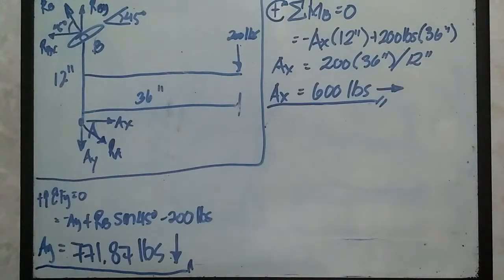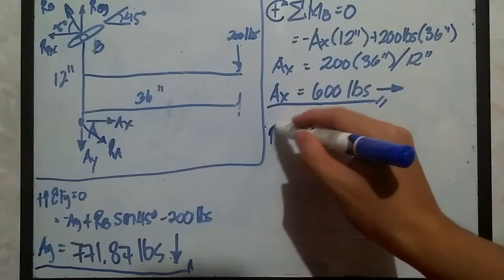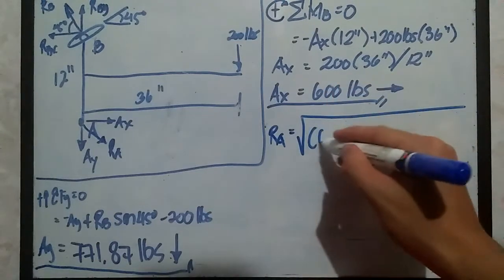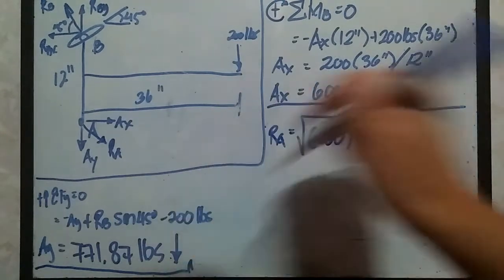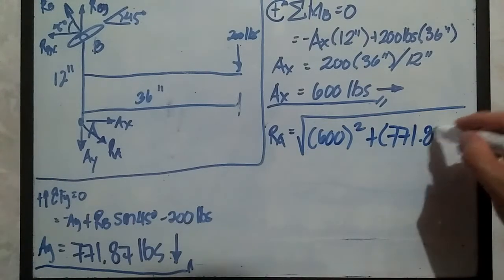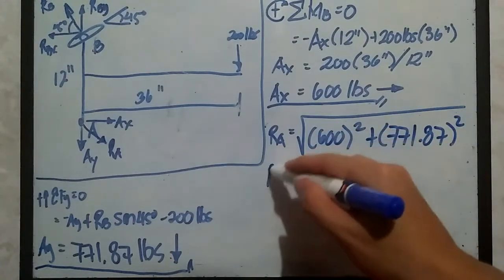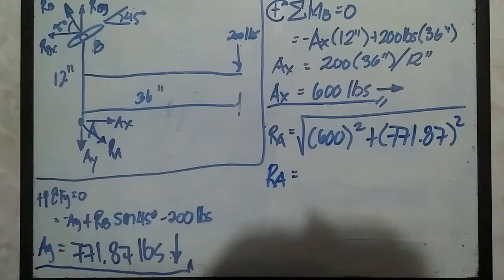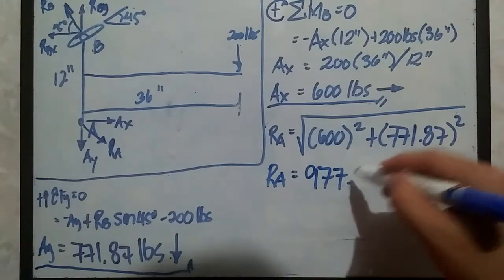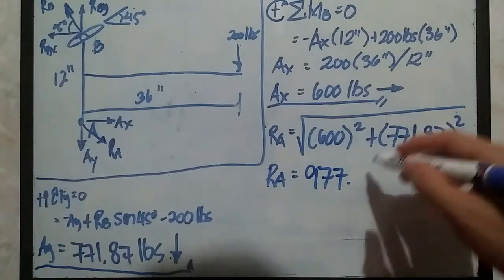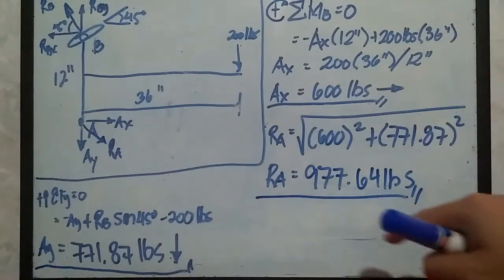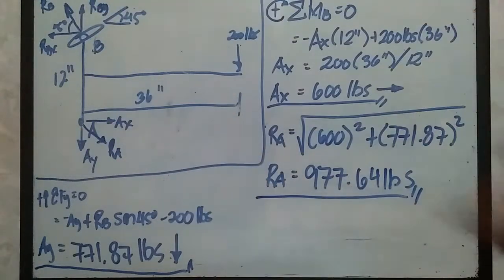Okay, so let's apply the Pythagorean theorem for R sub A. That is simply the square root of 600 squared plus 771.87 squared pounds. Then solving for R sub A, the answer for that one is 977.64 pounds. Okay. So these are the important ones, R sub A and R sub B.